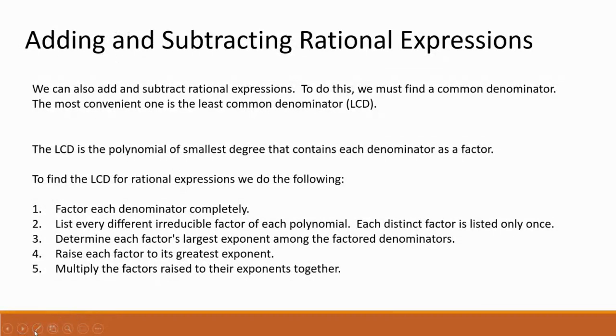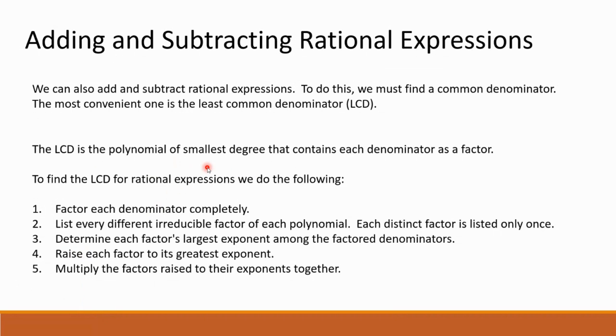All right. So from here, I was going to say, but how do we find the LCD? Well, this is actually what it is. It's the polynomial of smallest degree that has each individual denominator as a factor. Okay, that's what it is. How do you find it?